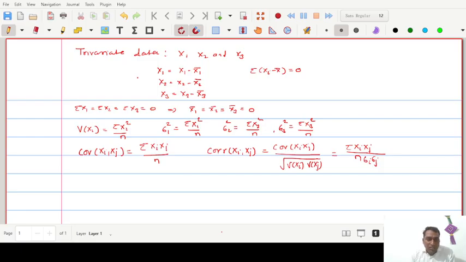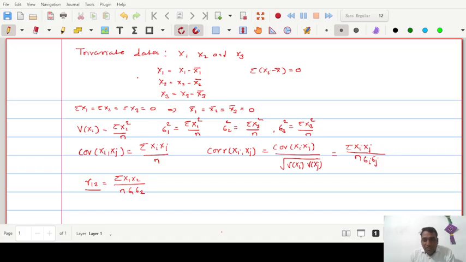So in general, to get the answer for R12, the total correlation coefficient, we get the formula summation over x1 x2 upon n sigma 1 sigma 2. So we use this formula to get the total correlation coefficient.